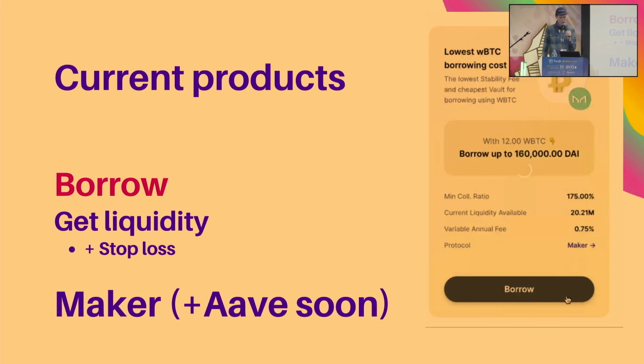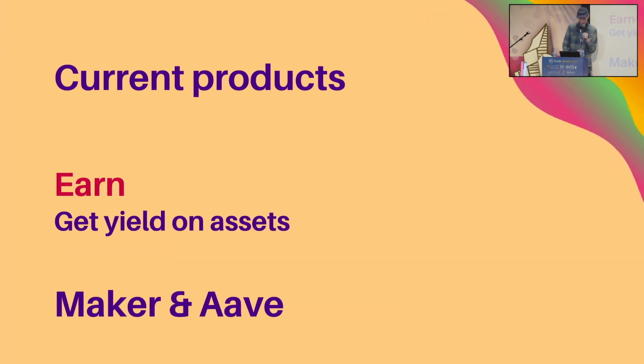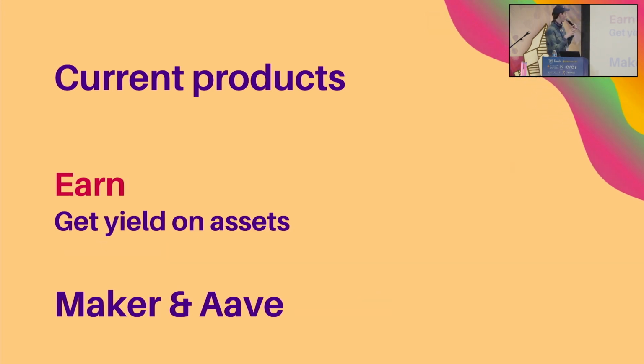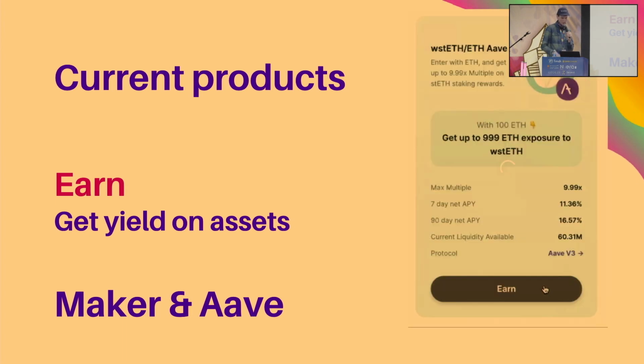We also have Oasis Borrow. That's to get liquidity. You can also set up a stop loss there, and you can borrow, for example, against WBTC at rates of 0.75. And then thirdly, we have Oasis Earn, where you can get yields on your assets.